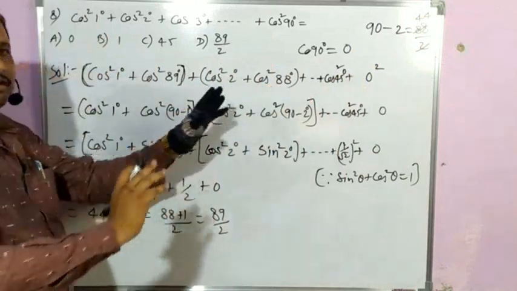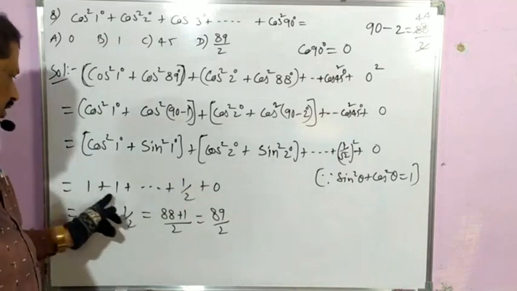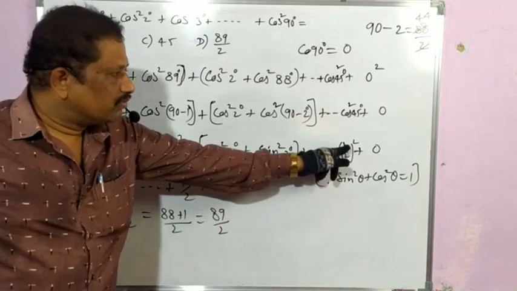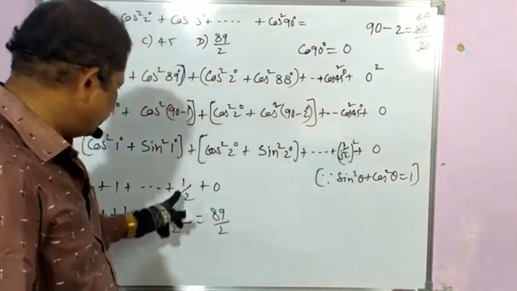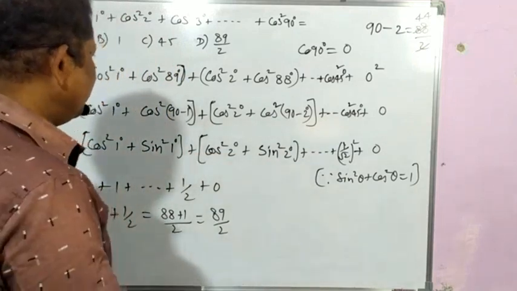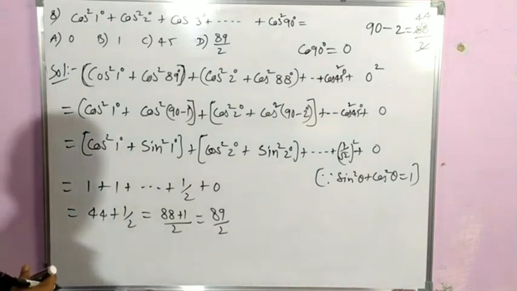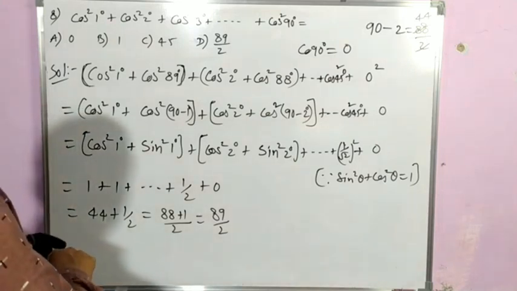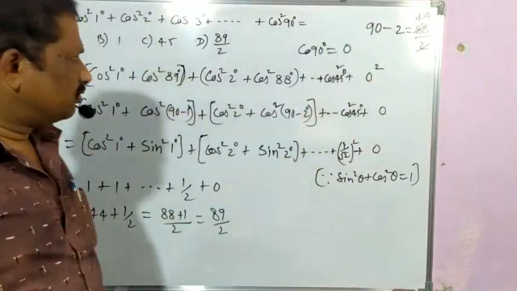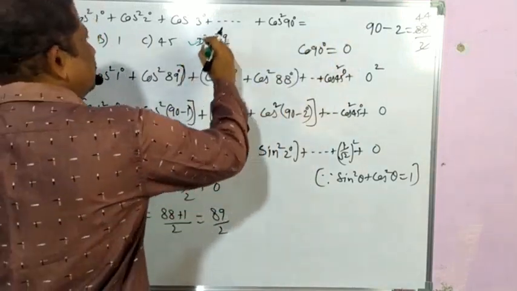How many pairs will we get? 44 pairs. Each pair is becoming 1. So total pairs is 44. 1 plus 1 plus, 44 times means 44 will come. Here cos 45 means 1 by root 2, whole square means 1 by 2. So if you add up and simplify it, you will get 89 by 2. That also comes like that one, and so on. 2 degrees to 3 degrees also we will get. So our option D is correct.